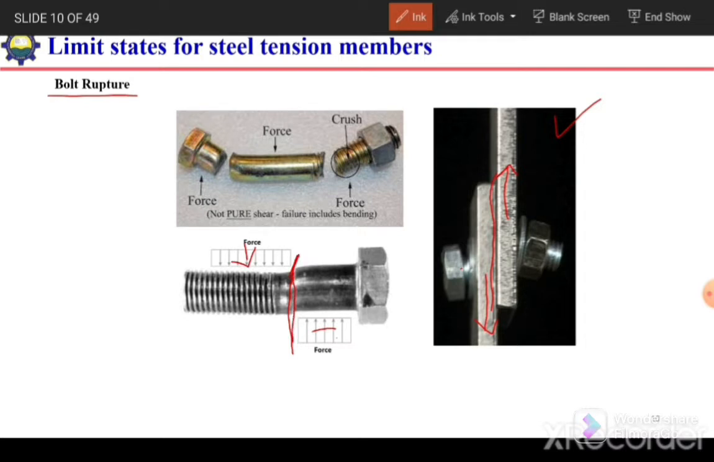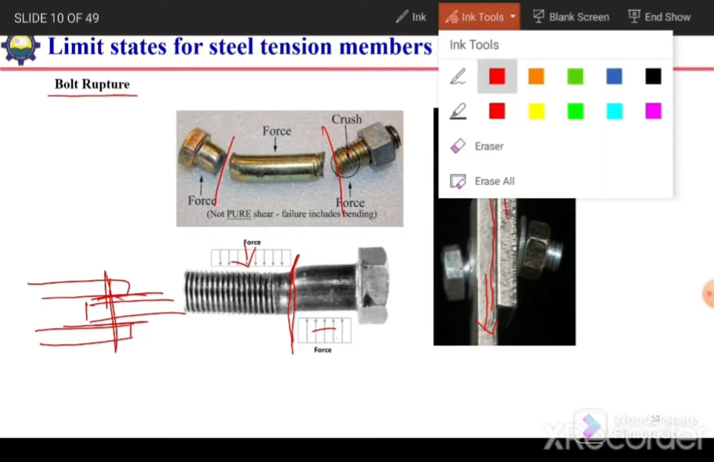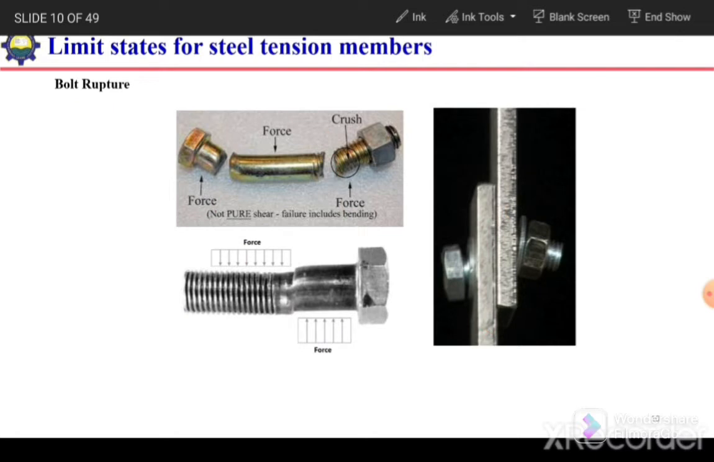And if we have a single plate on one side but a double plate on the other side, and these are connected with the help of a bolt, then there are two surfaces which can go under shear. So one surface here and one surface here. These two surfaces can go under shear rupture. This is termed as bolt rupture or bolt failure. This might be critical in some cases, especially in case of pin connections.